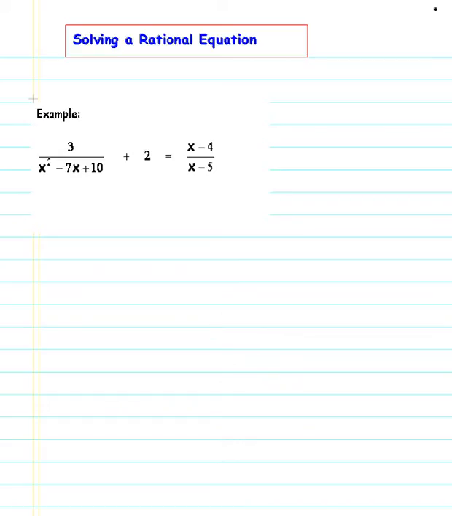Well, we've been talking about simplifying rational expressions for the last couple of days, and today we're going to be talking about solving a rational equation. Just comparing the two different ideas. To simplify means to rewrite in an equivalent form, so your end result is a rational expression.